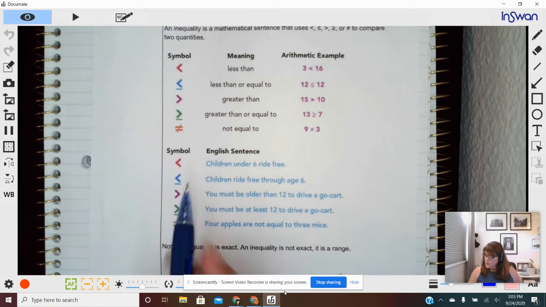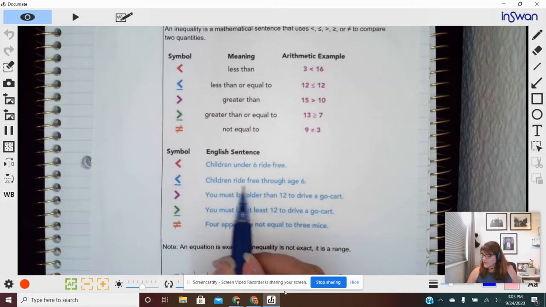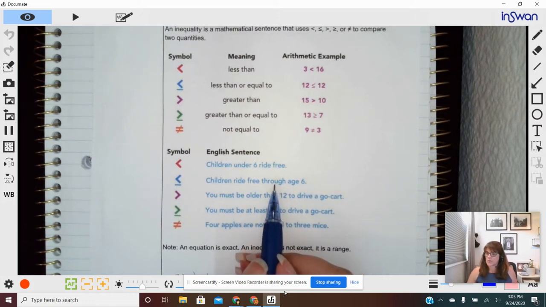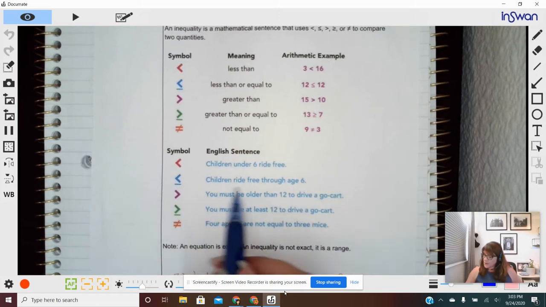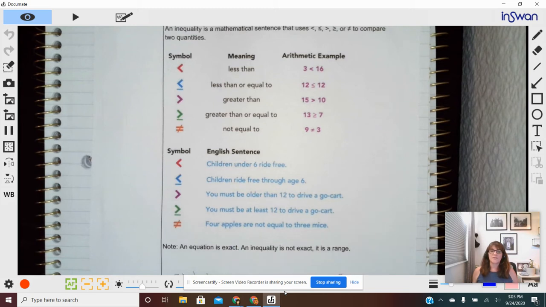But notice if it gets this little line under it, it's now less than or equal to. Children ride free through age 6. So that includes the 6-year-olds and the 5-year-olds and the 4-year-olds and the 3-year-olds. And so we've gone through these in our life, where we had to be a certain amount of tall or a certain age in order to participate in activities.